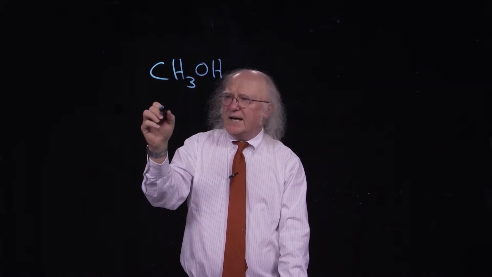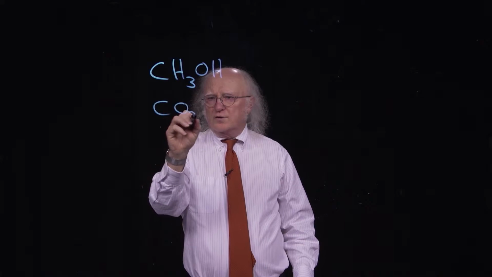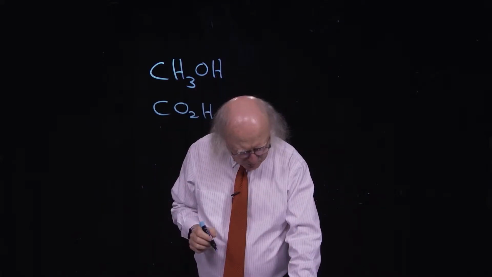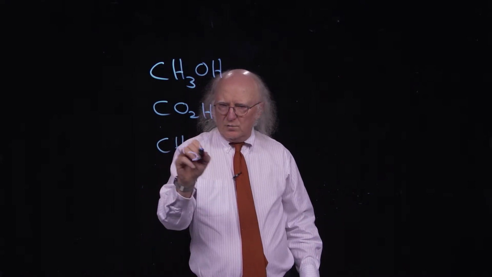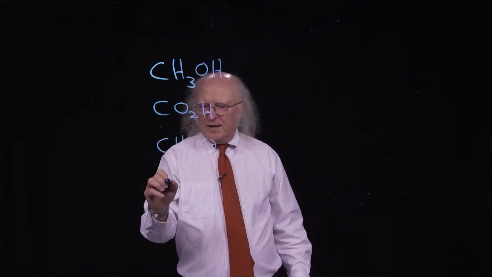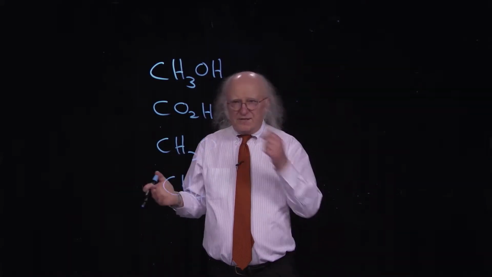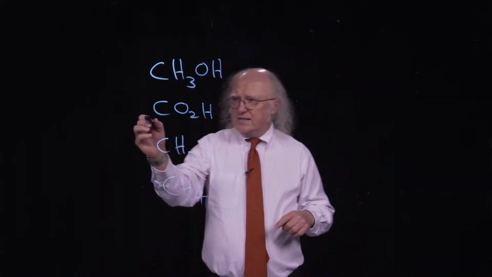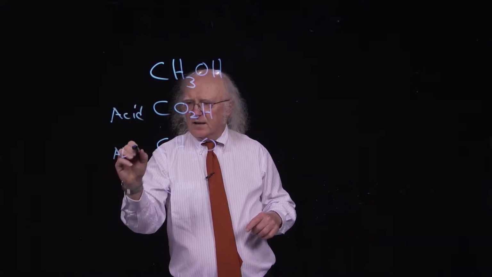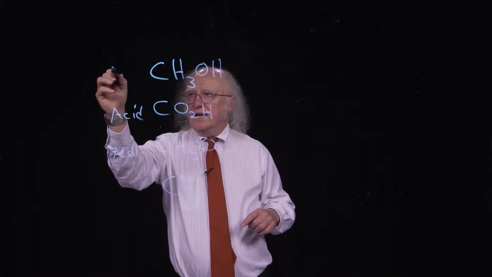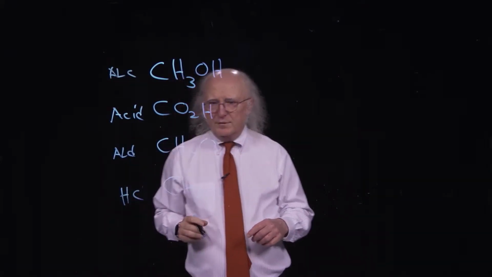We have formic acid, which is CO2H. We have formaldehyde, which is CH2O. And finally, we have methane, which is CH4. Well, these are actually fairly simple to do. This is an acid. This is an aldehyde. This is an alcohol. And this is just simply a hydrocarbon.